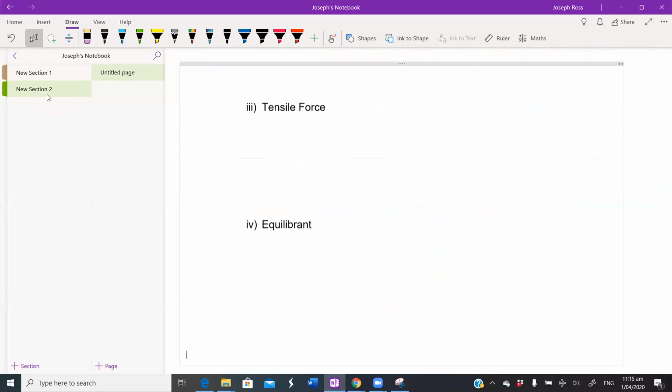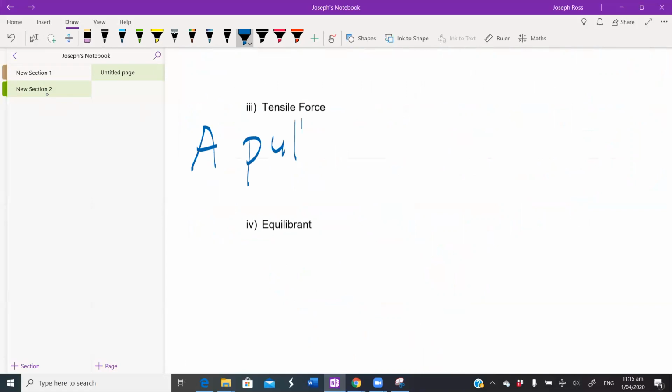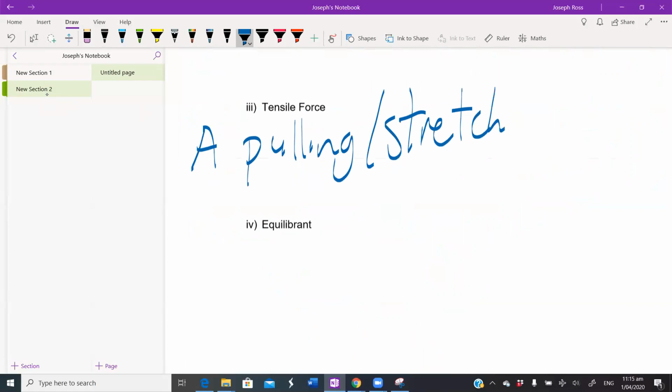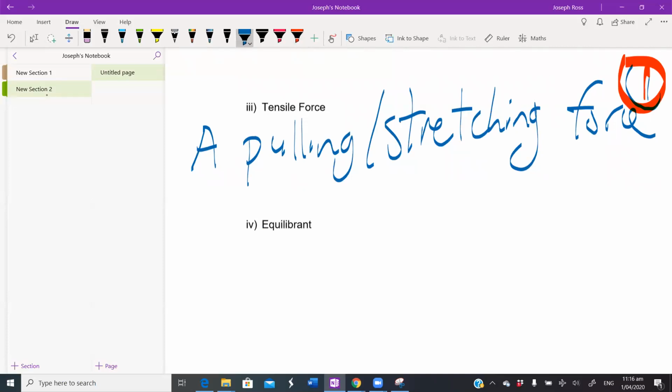Okay, tensile force. So what does tensile mean? So that just means that it's a force that's pulling or stretching the object. So it's a pulling force or a stretching force. So that's the definition. And we've also got the unit. So we're again talking about a force, which means that we're again measuring something in newtons. So that's half a mark if you get newtons correct there.